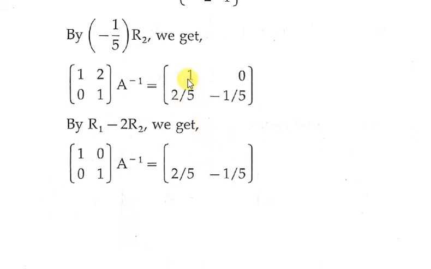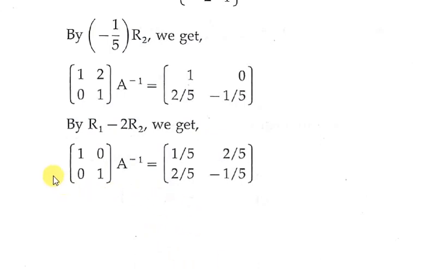Now on the opposite side, the value of R1 is 1 and R2 is 2 by 5. So 1 minus 2 into 2 by 5, that is 1 minus 4 by 5. When making a common denominator, 5 minus 4 by 5, the result is 1 by 5. In the next step, the value of R1 is 0 and the value of R2 is minus 1 by 5. So 0 minus 2 into minus 1 by 5. Because of the minus, the result will be plus, and 2 into 1 is 2 upon 5. So the result is 0 plus 2 by 5, which is plus 2 by 5.